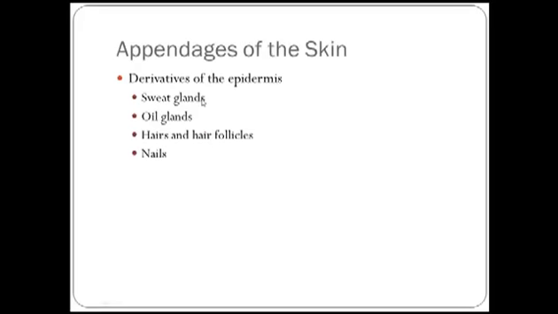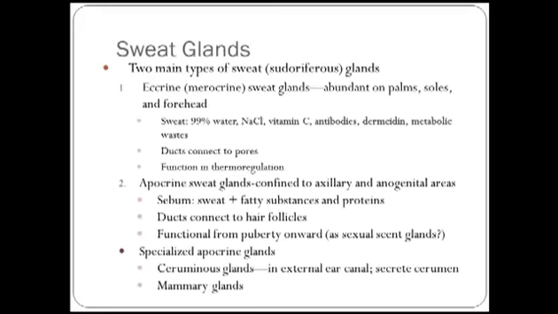Alright, so coming off of our skin, we're going to have some appendages. These are all going to come out of the epidermis. These will include our sweat glands, our oil glands, our hairs, hair follicles, and nails. We'll go through these one by one.